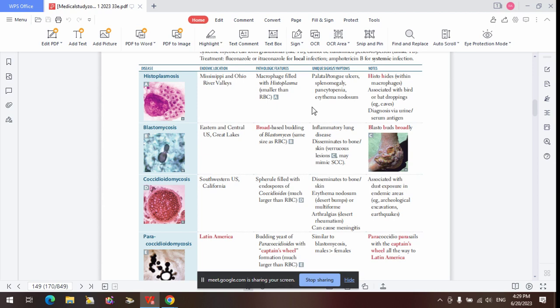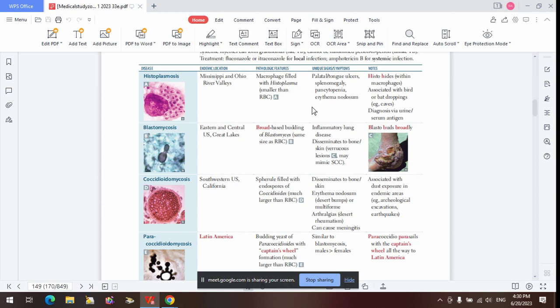So histoplasmosis can cause erythema nodosum. It can affect the liver, the spleen, and the bone marrow. Then it can cause oropharyngeal ulcers. So they can have ulcers within the palate, ulcers within the buccal region, and they can even have ulcers on their tongue. It's good to remember all those ones.